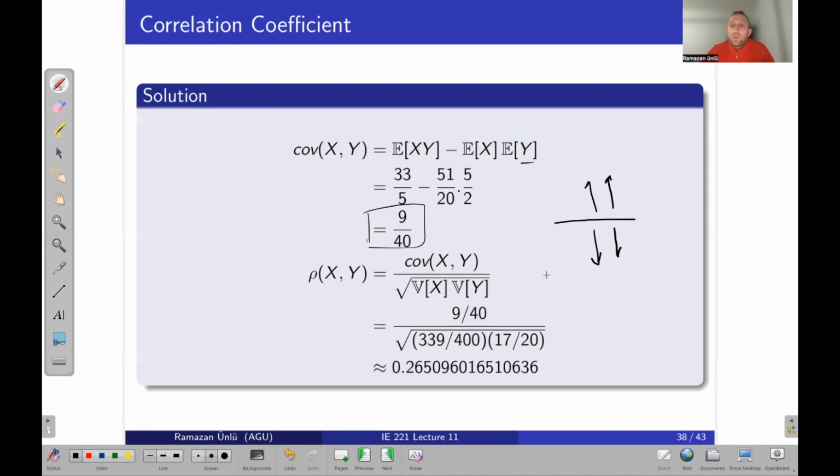But to measure the strength of that dependency, I need to calculate the correlation coefficient, which is simply the covariance of x and y divided by the square root of the variance of x times the variance of y. So I know all the values, and I just put them into the formulation. I will get approximately 0.26, okay? So that shows the strength of the dependence.